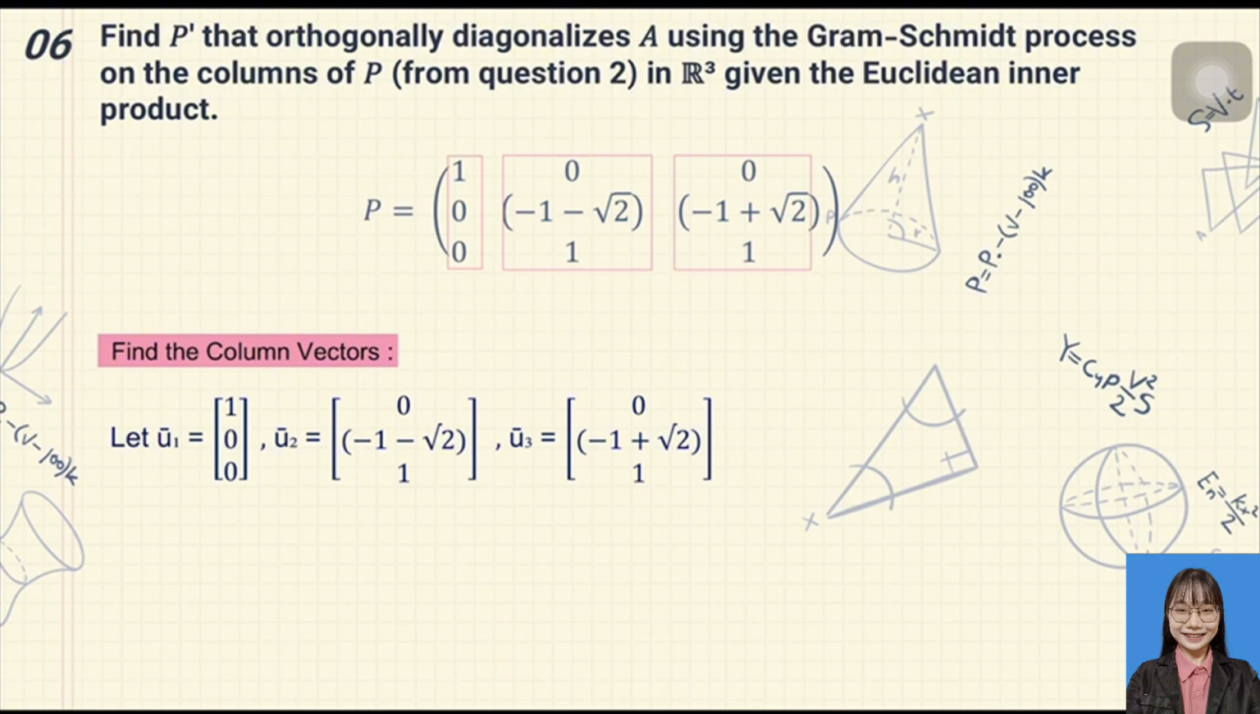Before finding P prime, we need to go through a few steps. First and foremost, we need to determine whether it is an orthogonal set or not. If it is not an orthogonal set, we must use the Gram-Schmidt process to find the orthogonal set. Secondly, we need to determine whether it is an orthonormal set or not. If not, we must normalize it.